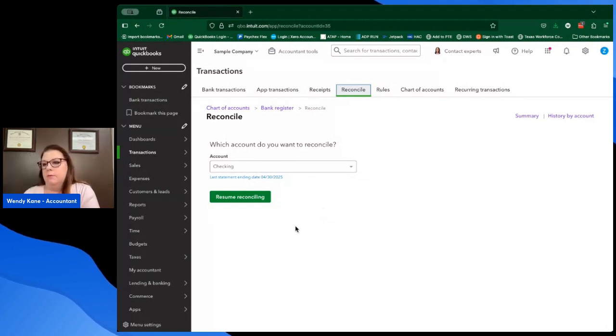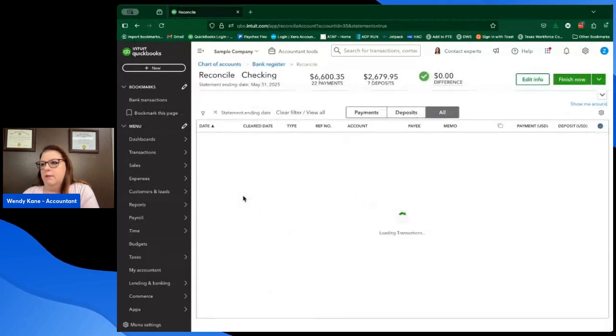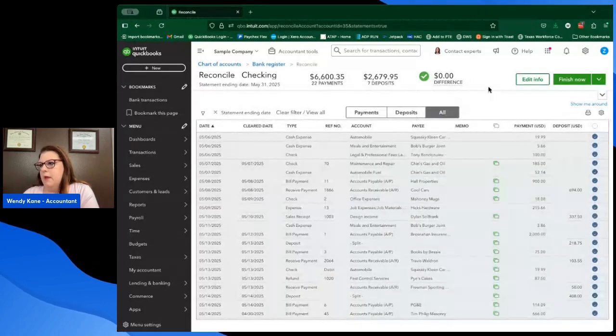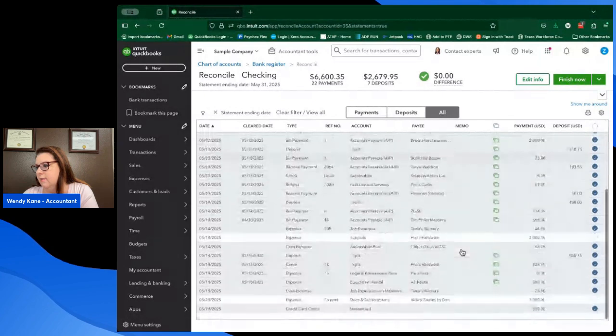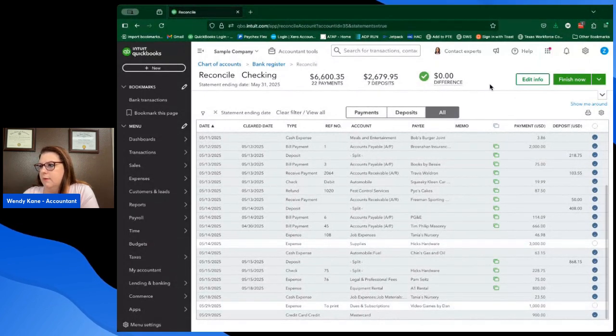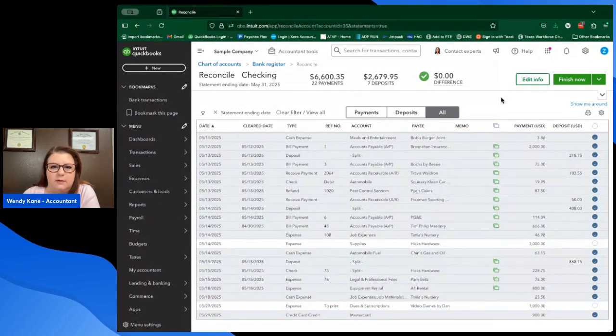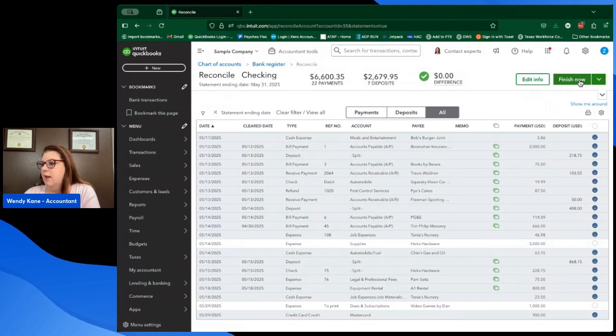So here's what I want you to see. I have gone ahead, we're reconciled through April, and this is the May reconciliation. And you can see I have cleared all of the transactions except for two. These two weren't on our bank statement. But when you're doing it yourself, you think, oh, well, look, the difference is zero. QuickBooks even tells me you did it. The difference is zero. Your account's ready to reconcile. And you can hit finish now.